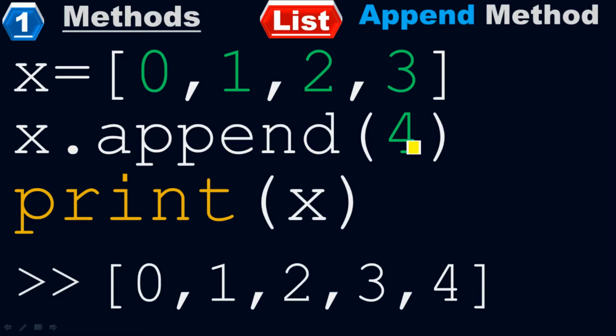If you want to put 4, 4 will be added. If you want to put 5, 5 will be added. If you want to put 6, 6 will be added.